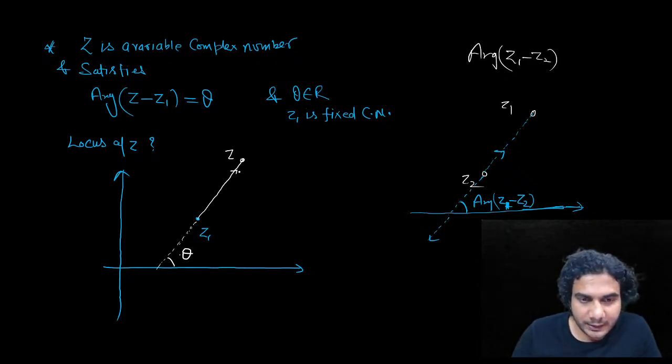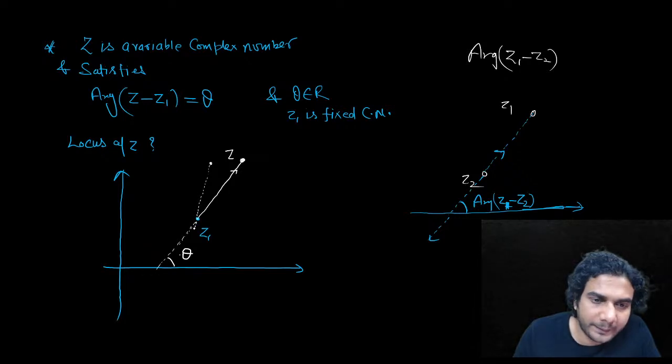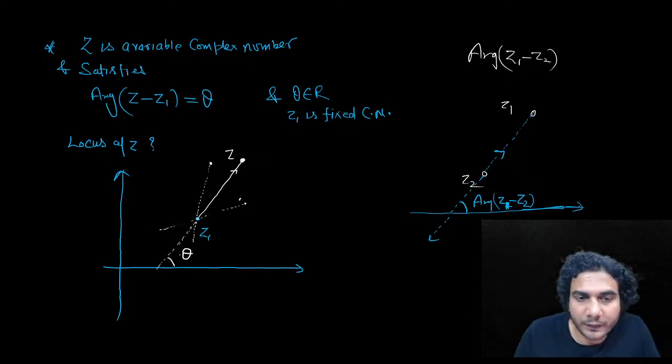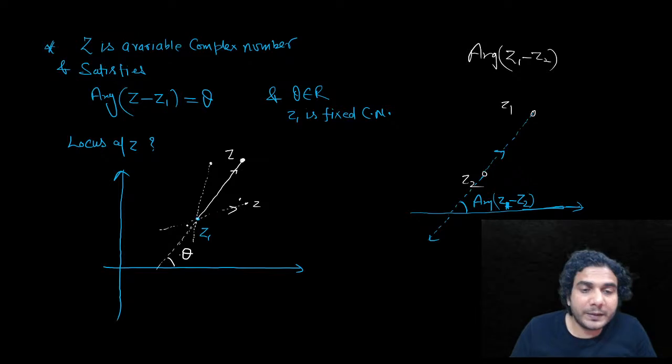All right. Now in this diagram, for this particular position of z, the argument of z minus z1 is theta. But now see how this z will move on the Argand plane. If I take z here, other than this line, then you can see the argument of z minus z1 will be different. This angle will be increased to more than theta. And if I take z here, then the argument of the vector joining z and z1 will be less than theta. So that means you can take z anywhere other than this line.